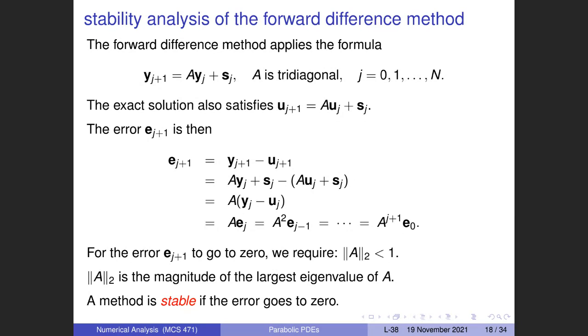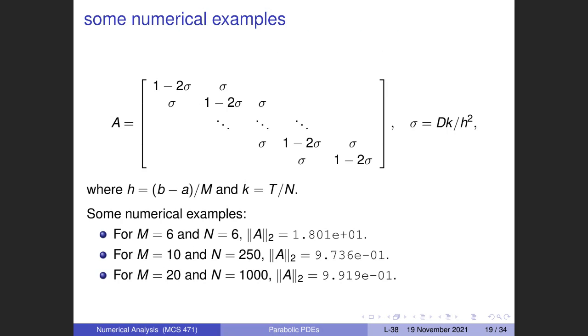So that actually gives the stability analysis. We can verify this because we have the matrix and we can compute eigenvalues. So for the example with 6 for both m and n, we see that the spectral radius of the matrix is larger than 1. It's 18, which is a lot larger than 1. The critical parameter here is the sigma.